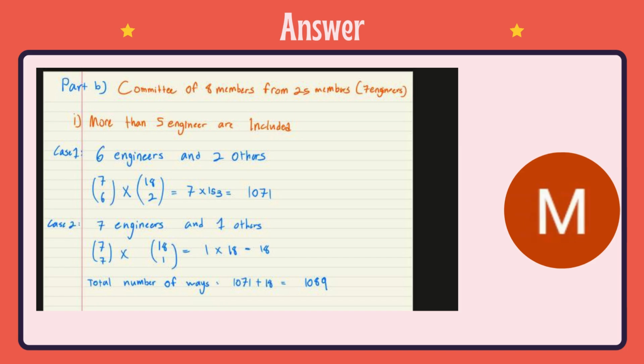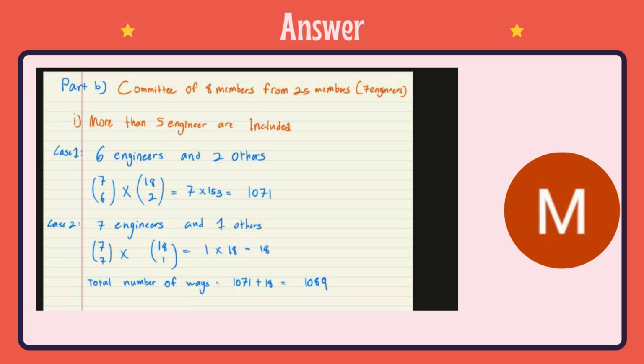So for question 1, part B, a company has 25 members that consist of 7 engineers. In how many ways can a committee of 8 members be selected if more than 5 engineers are included? To find the number of ways, we need to consider two scenarios: having 6 engineers, and having all 7 engineers. For case 1, 6 engineers and 2 non-engineers. The first step is selecting 6 engineers from 7.